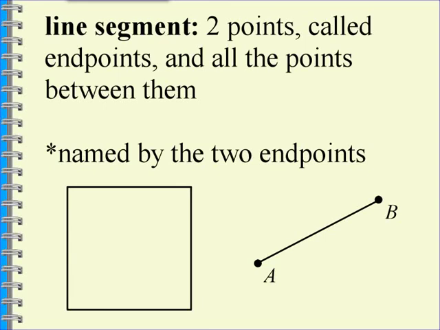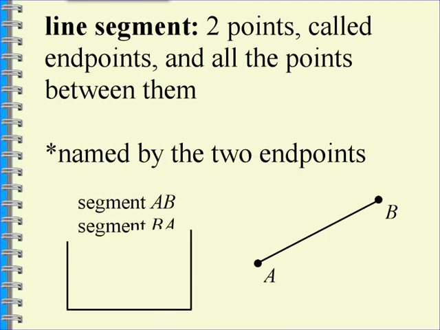Okay. So 2 points called endpoints and all the points between them. We name a segment by the 2 endpoints. So if I look at that diagram, AB, that would be called segment AB. Anything else that could be called? Segment BA, good. And then if we remember our line terminology, when we did a line, what would be another way we could write that? Yep, good. Yep, the little symbol.